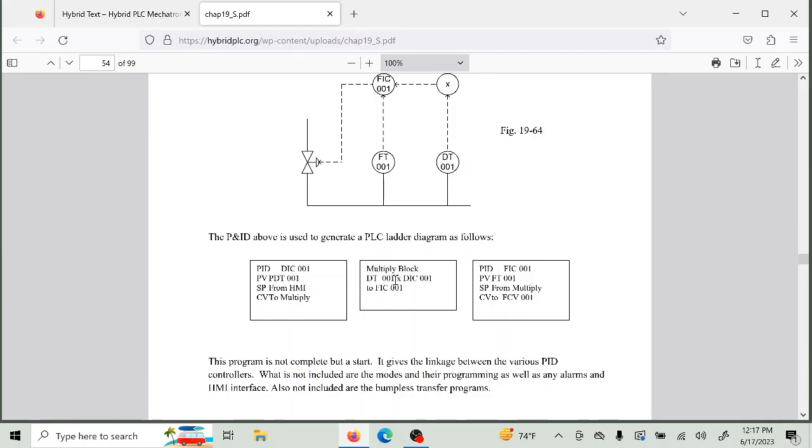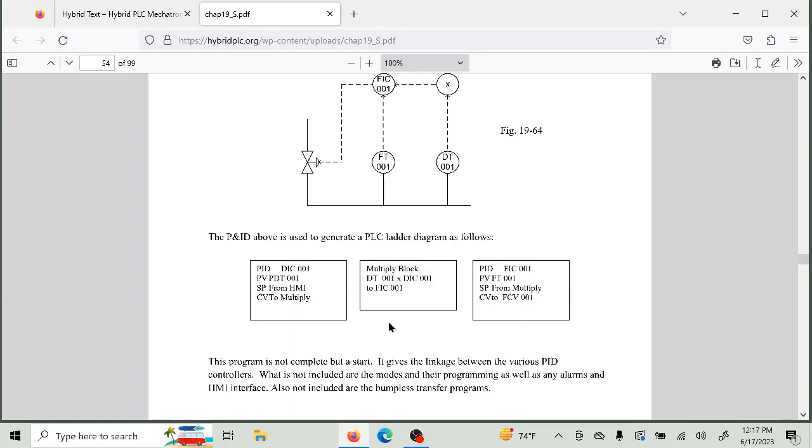So what's not included in this program are the modes. So the modes are left out, but at least you get started. You can run it and you can see it running, and then you can add the modes, or you can add it all, have it all ready to go when you're basically ready to go to the field.